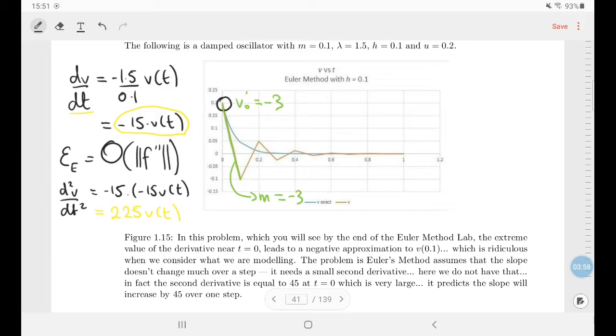So actually where it says the extreme value of the derivative, that really should say second derivative. What that means is that the slope is changing very, very quickly near t equals 0, and therefore we're going to have big errors with Euler. It is predicting that, the second derivative being 45, the slope is going to go from minus 3 to plus 42 if it doesn't change. So big second derivative, big problems for Euler.